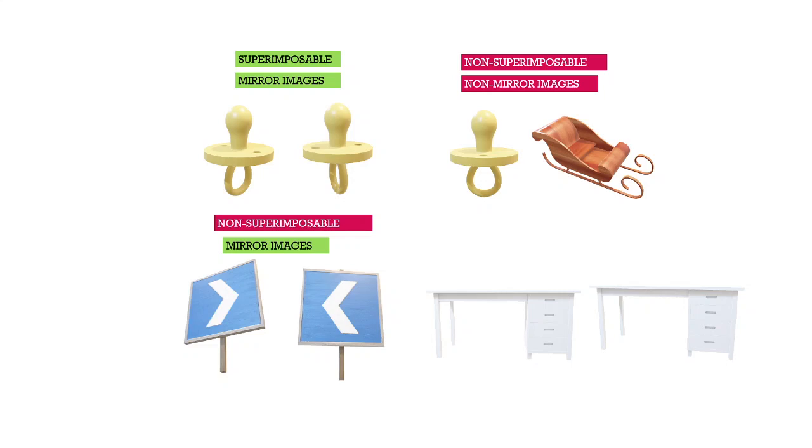But I am trying to point out something very interesting here. You can also have a fourth class in which you have superimposable objects, but which are non-mirror images of each other. So don't let your mind make any kind of rule which is not there, like, if two objects are superimposable, then they will be mirror images of each other, because we see that we have objects in all the possible four classes here.